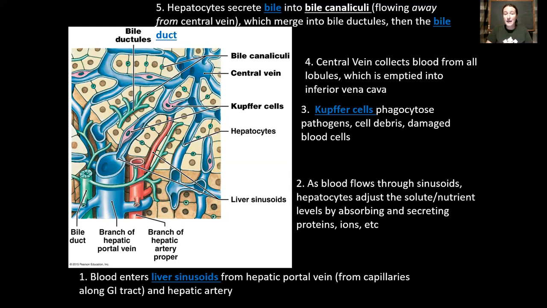up into the inferior vena cava. While the blood is moving from the corners to the central vein, bile is going to be deposited into these bile canaliculi by the hepatocytes. So the bile is going to flow out towards the corners and again down to be stored in the gallbladder or to be deposited directly into the duodenum.